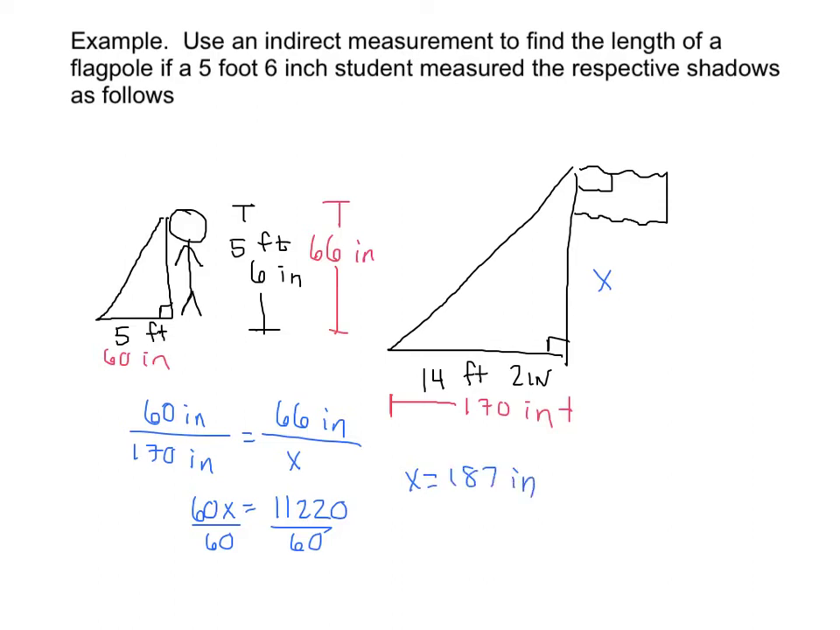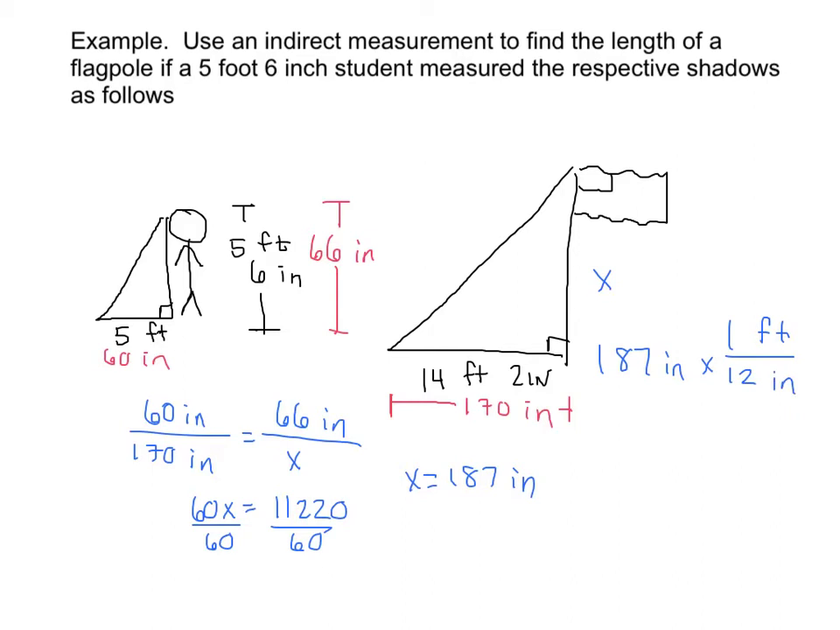Now we have our answer, which is 187 inches, but we originally started in feet. So our original problem dealt with feet and inches. So we need to try to change this into feet. How do we do it? Well, we do the reverse of what we did before. So we have 187 inches times, well, we know that there's going to be 1 foot over 12 inches. In other words, we need to divide by 12.